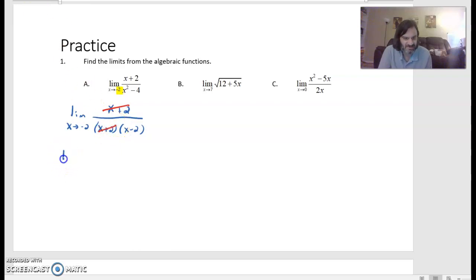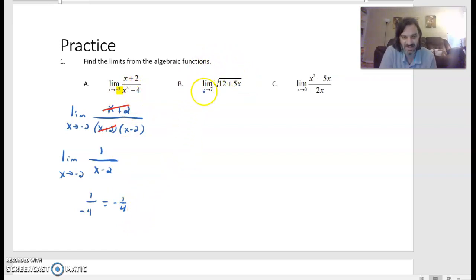So it simplifies a little bit to be the limit as x approaches negative 2 of, now don't be tricked, the top is now reduced to 1 over x minus 2. So now if you plug the negative 2 in, you get something that works. You get 1 over negative 4. That means negative 1/4. Okay? So the limit as x approaches negative 2 is negative 1/4.